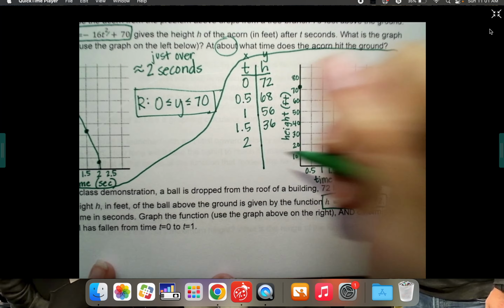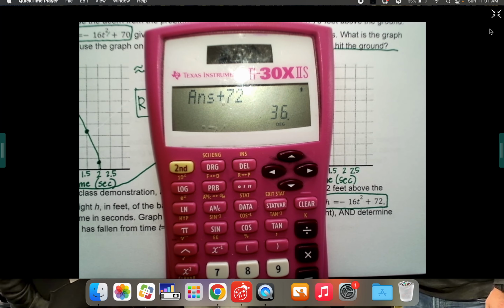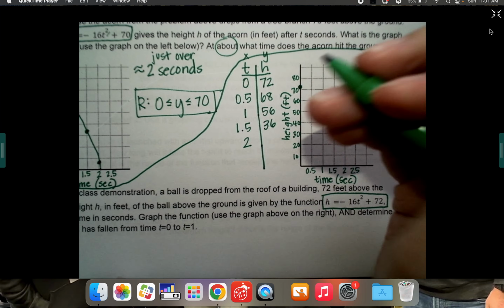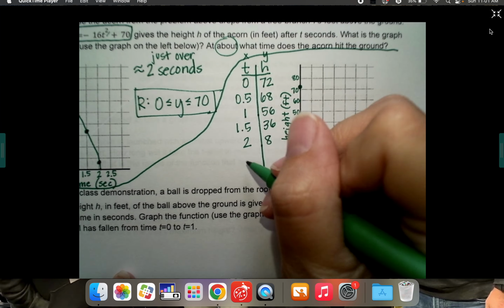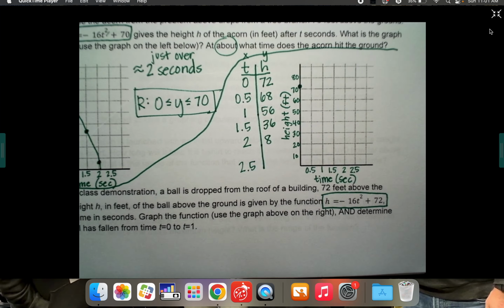All right, let's see where we're at 2 seconds. 2 squared is 4 times -16, and then we add that 72. We're getting really close to the ground. We're 8 feet above the ground at 2 seconds. So again, I think 2.5 is going to be way too many.